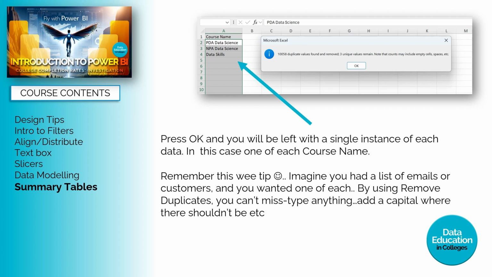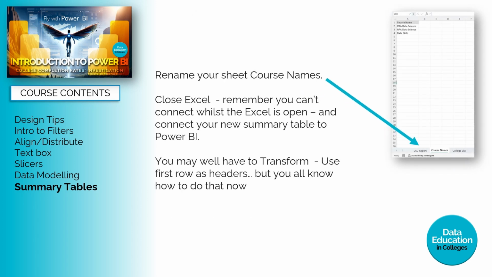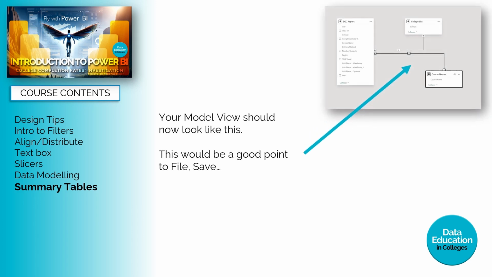It's a great little tip this. You can't retype anything wrongly. You can't add spaces in. It's just a great way of making a summary table. We're going to connect that in a minute. So close your Excel spreadsheet down. Remember, we can't join it while it's open. And then attach your new summary table into Power BI. You might have to transform, use first row as headers, but you know what to do.